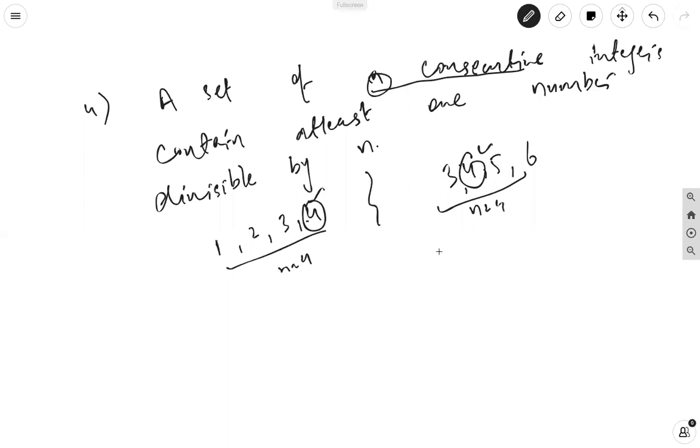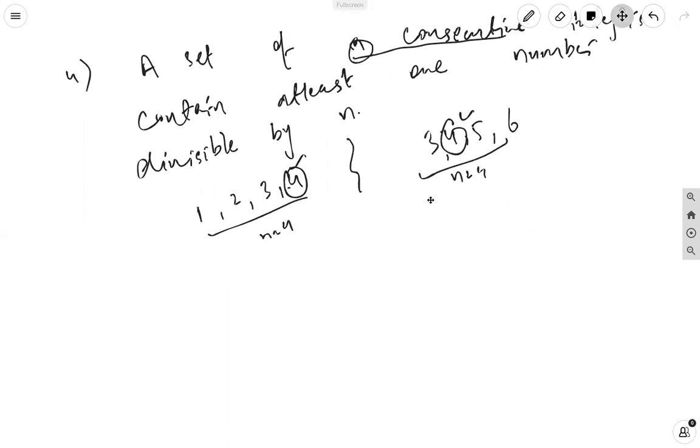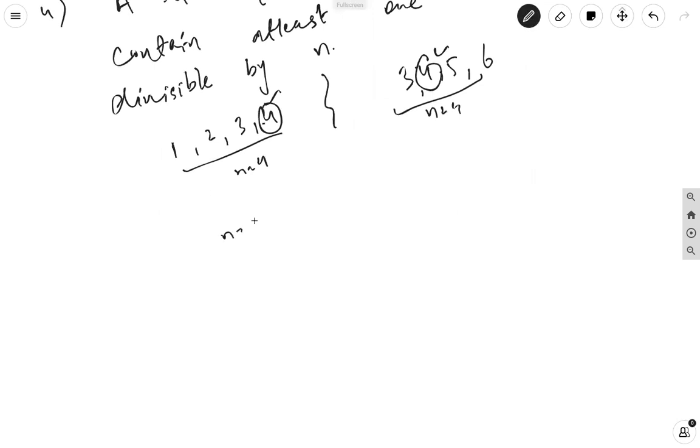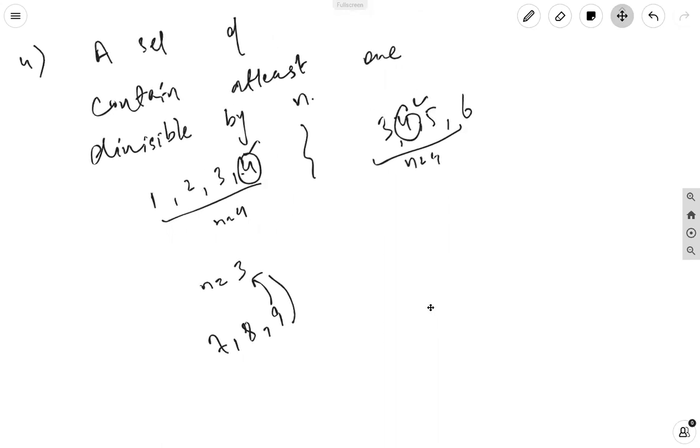Listen, let's take any other case. If we have 3 consecutive integers, take any 3, just give me an example of 3 consecutive integers. Any example? 7, 8, 9. Okay. 7, 8, 9. Now 9 is divisible by 3. So there must be one value that is divisible by n. This is a property. Right? Okay.